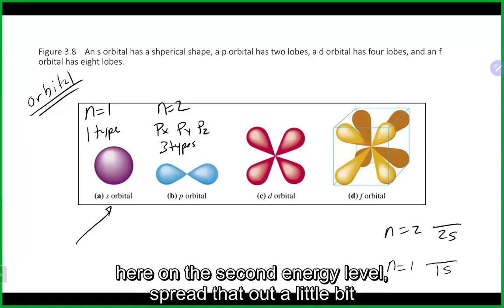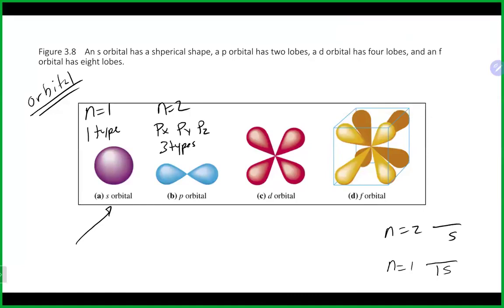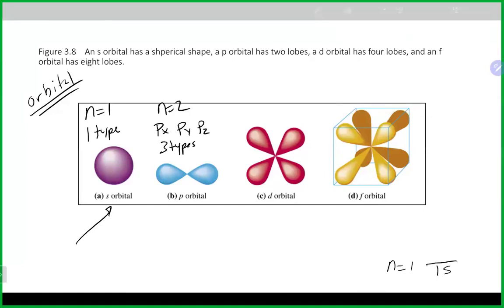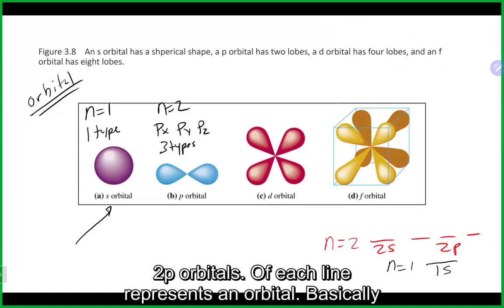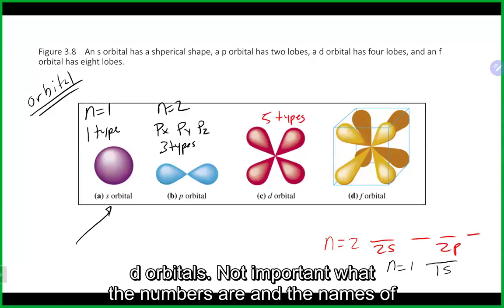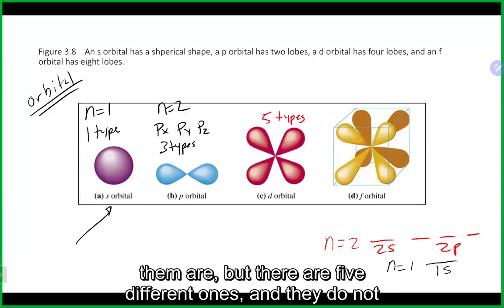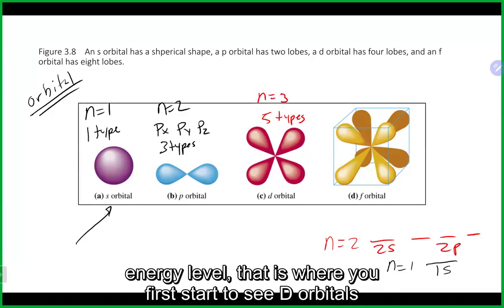So really here on the second energy level, spread that out a little bit better. On the n equals 2, there's a 2s orbital, and there are 3 2p orbitals, if each line represents an orbital, basically. There are d orbitals. There's actually 5 different types of d orbitals. Not important what the numbers and the names of them are, but there are 5 different ones, and they do not start until you get to the third energy level.